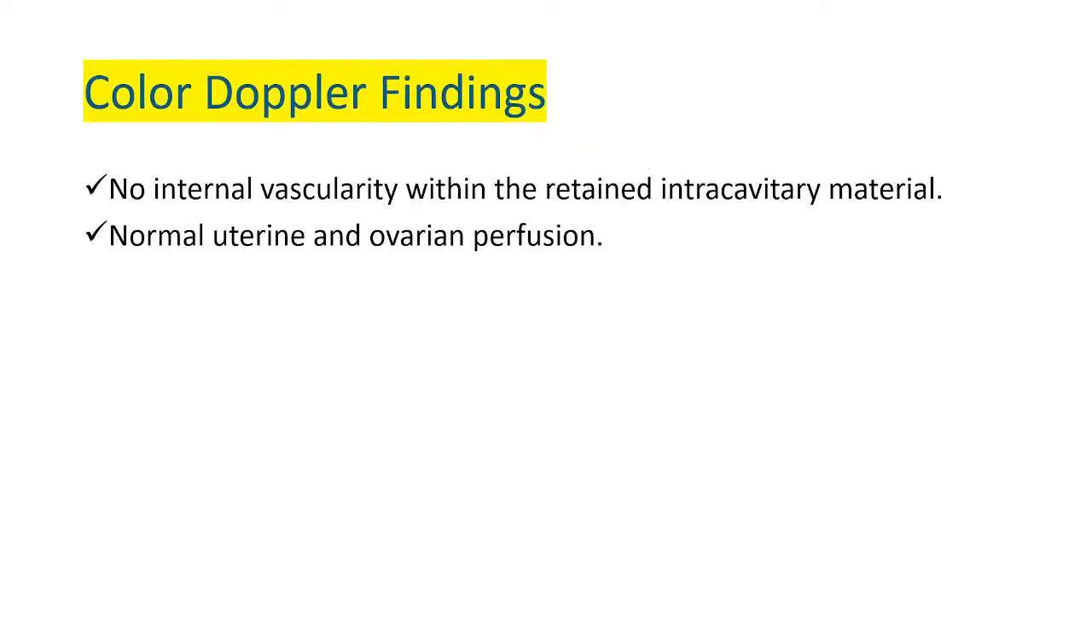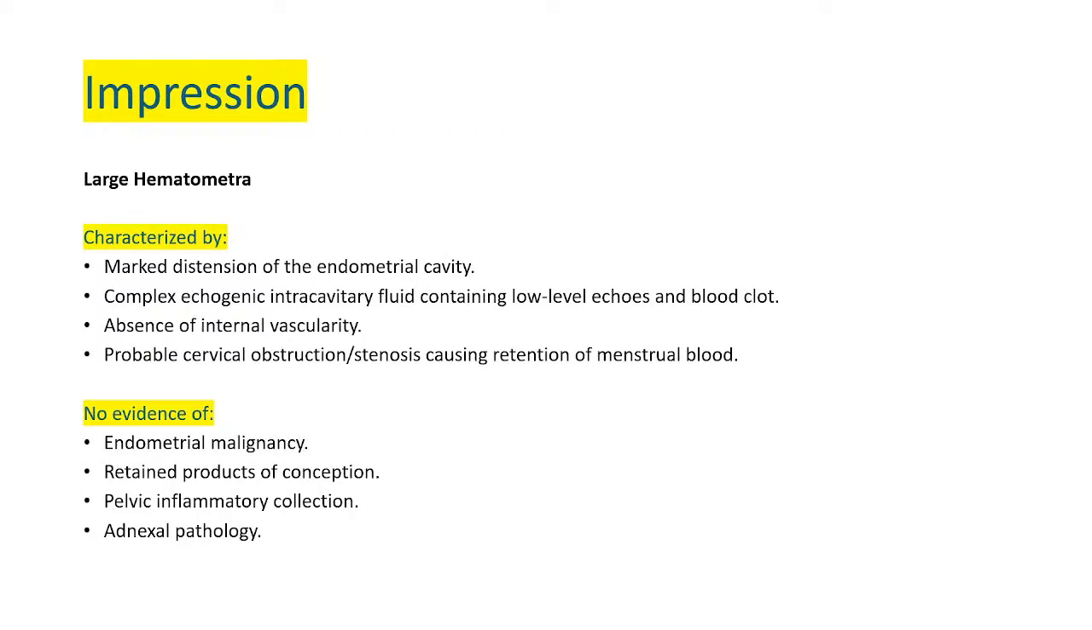So in color Doppler findings, no internal vascularity within the retained intracavitary material, normal uterine and ovarian perfusion. The impression, my impression is a large hematometria. What is yours? What's your impression if you see such type of sonographic finding? What do you think it is?